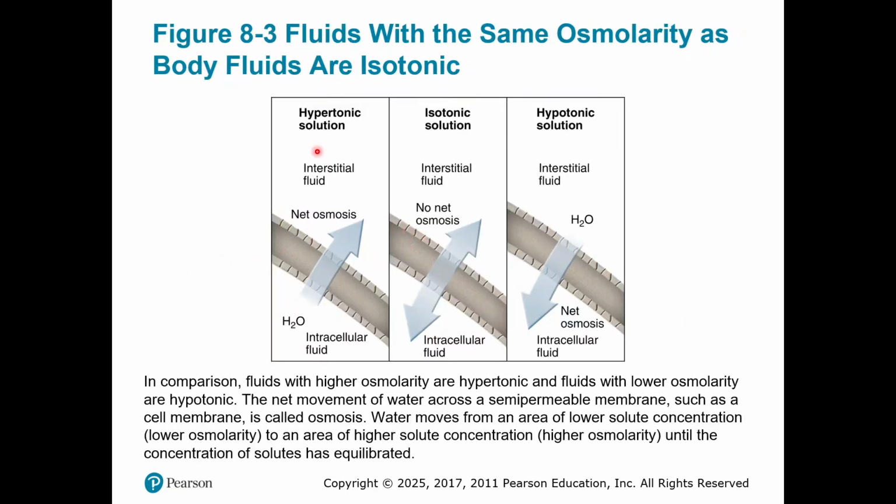And so that's what this slide shows. Here we have hypertonic, isotonic, and hypotonic. See here, isotonic, there's no net osmosis. Here's the intracellular fluid. Here's the interstitial fluid. It's not drawing anything out. Hypertonic is going to draw fluid out of the cell into the interstitial fluids. And hypotonic is going to drive fluid into the cell. And so there's a better slide coming up that kind of shows that.